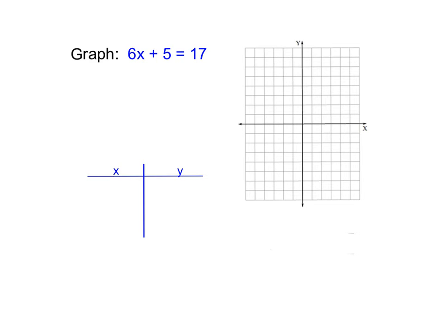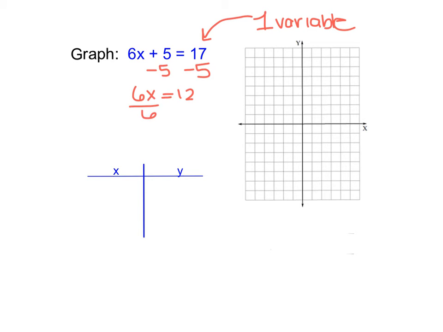So now that we've done a couple easy examples, let's start to make it a little more difficult. Here, what we're going to do first is get our variable by itself. When I look at this equation, I notice there's only one variable, and if there's only one variable, I need to get that single variable by itself. So I start by subtracting 5 on each side. So I have 6x is equal to 12. I divide both sides by 6, and I find x is equal to 2. So that's my equation that I need to graph.